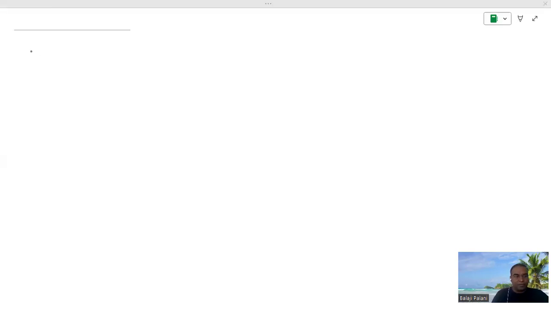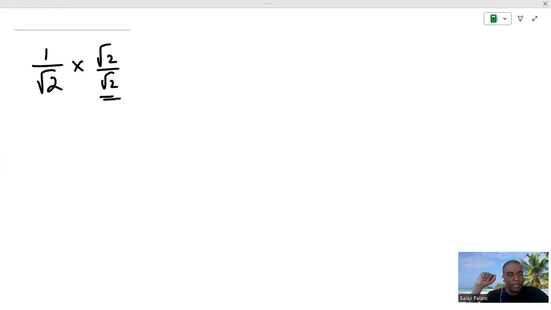For example, if I have 1 by root 2 as a final answer after solving so many steps, you're not supposed to leave the answer like this. Instead, we have to multiply this by root 2 and divide by root 2. So actually, we are multiplying by 1, a particular number by which we are not actually changing anything in the problem.